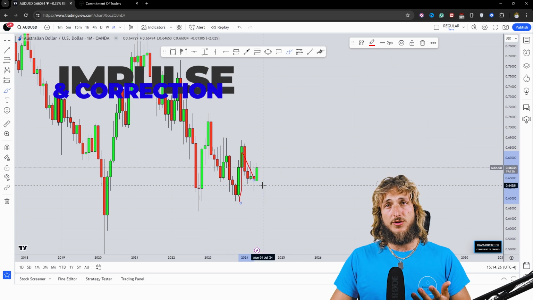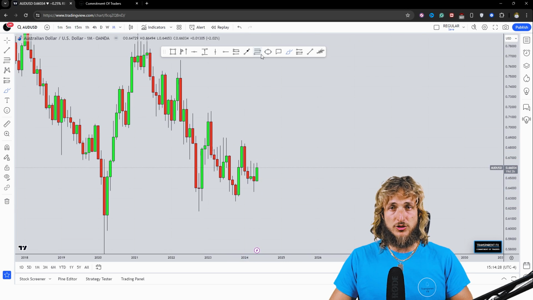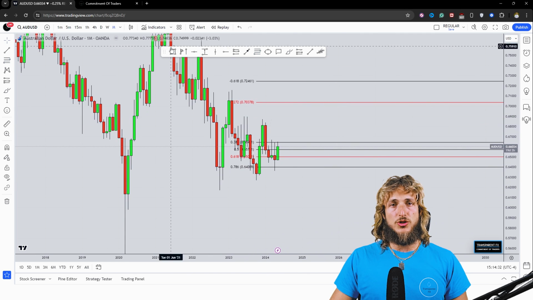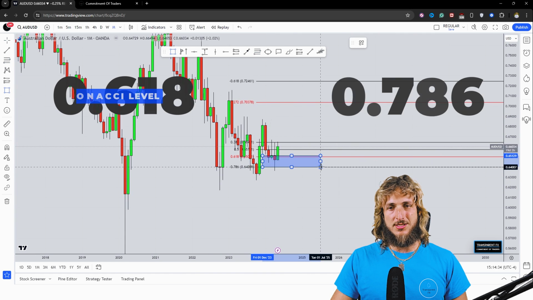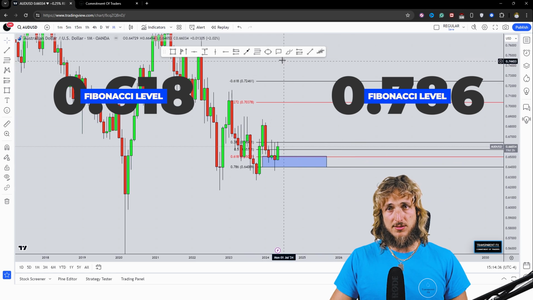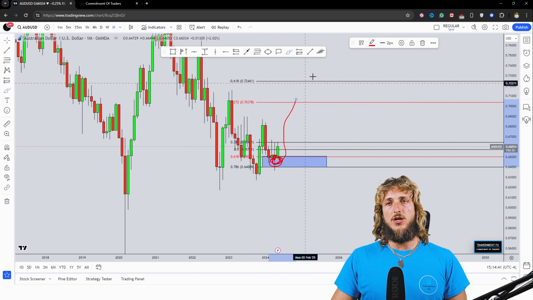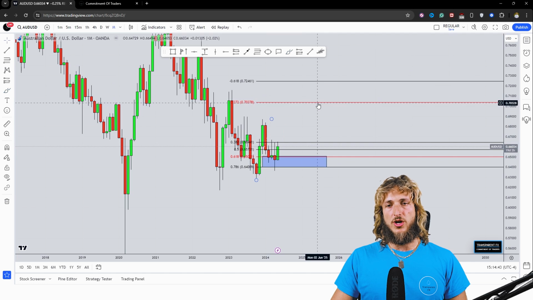And in general, after an impulse, if you want to measure the correction, you have to take your Fibonacci from the low to the high of the impulse leg, which shows how we have the 0.618 and 0.786 Fibonacci retracements lining up exactly this area, which we could in fact expect this market to reject to the upside.